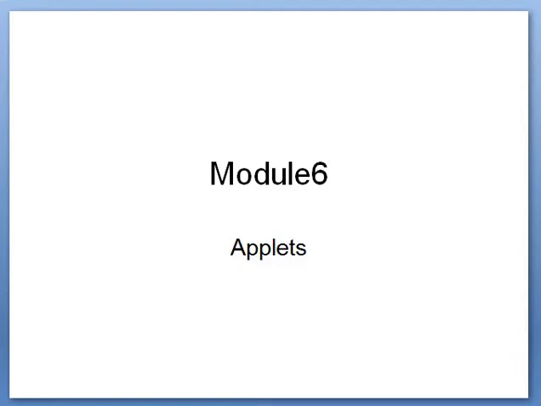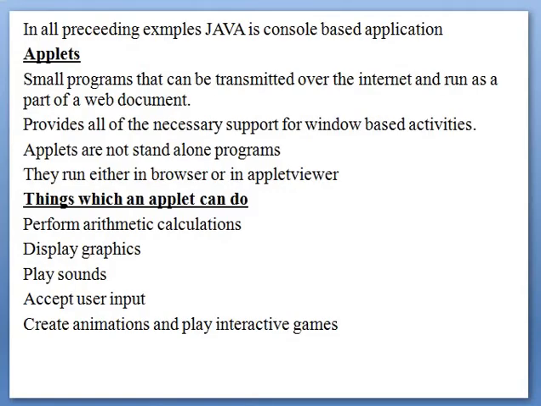Applets are small applications that are accessed on an internet server, transported over the internet, automatically installed and run as part of a web document in a web browser. So that is a simple definition for applets. Applets are small applications that are accessed on the internet server, transported over the internet, automatically installed and run as part of a web document.